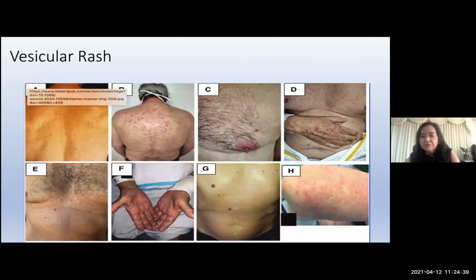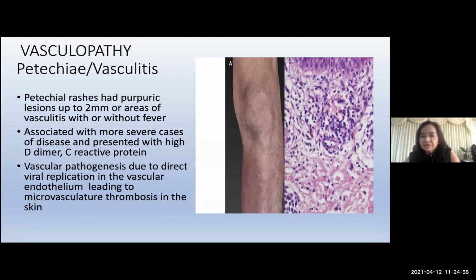Vesicular rash. What happens with vesicular rash? So you would see that this occurs in the trunk, and they're small and monomorphic, and it is preceded by other symptoms. Vasculopathy. This is the second group of cutaneous lesions, and we begin with petechiae.